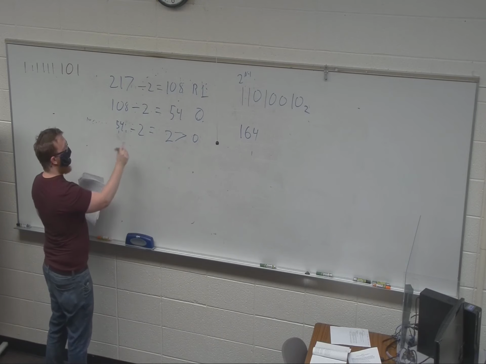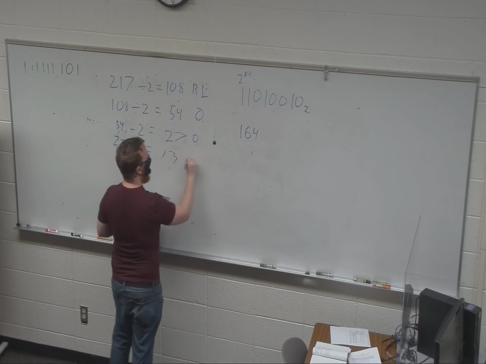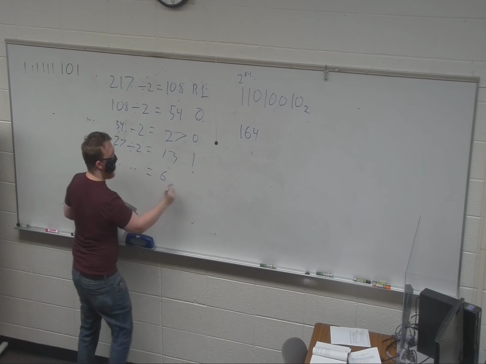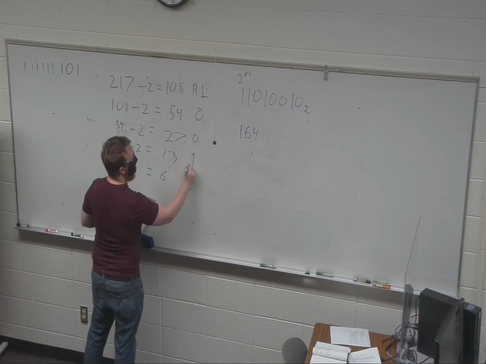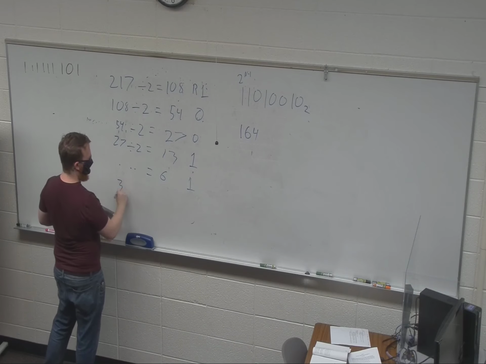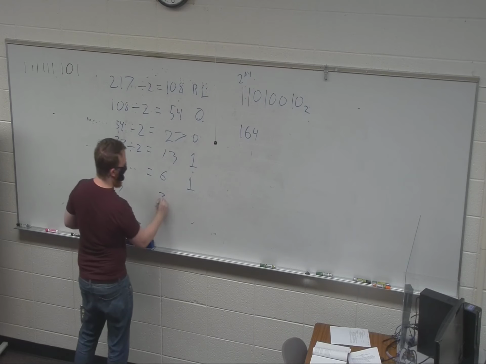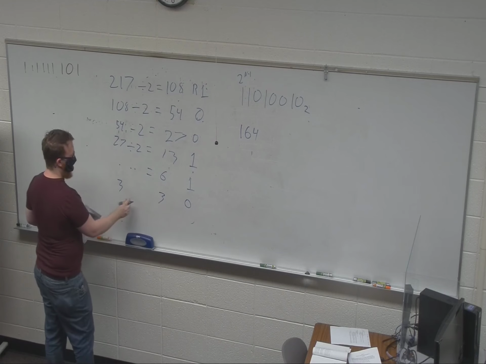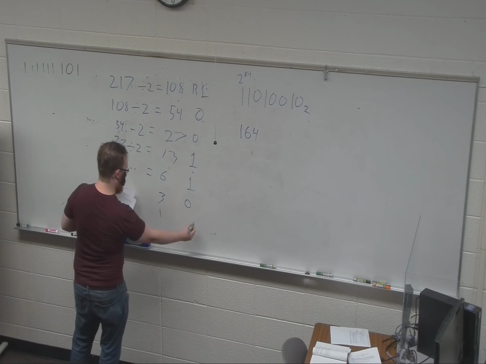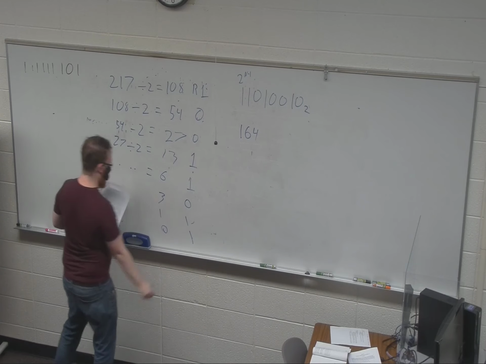27 divided by 2. 13. 13 divided by 2, 6. 6 divided by 2, 3, no remainder. 3. We end up with 1, remainder 1, and then 0, remainder 1.